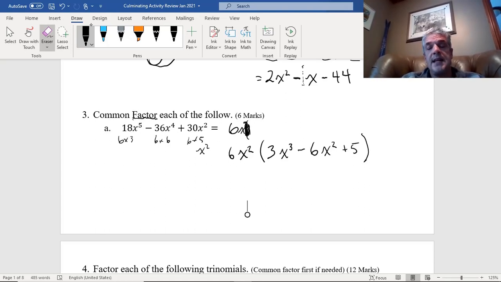They're tough. They're not easy, but they're not difficult if you just stick to the steps and work your way through, okay?